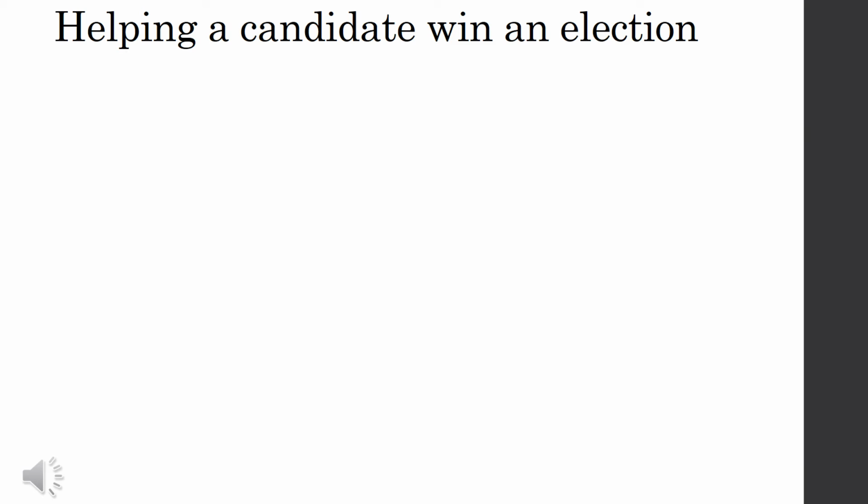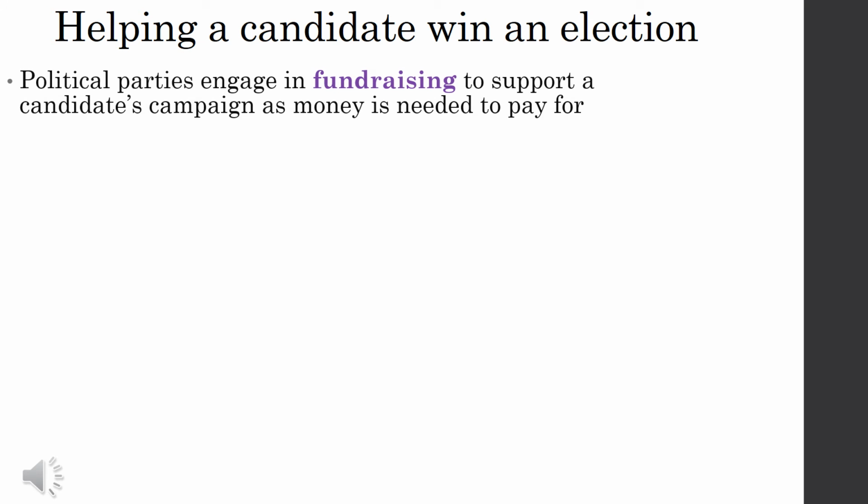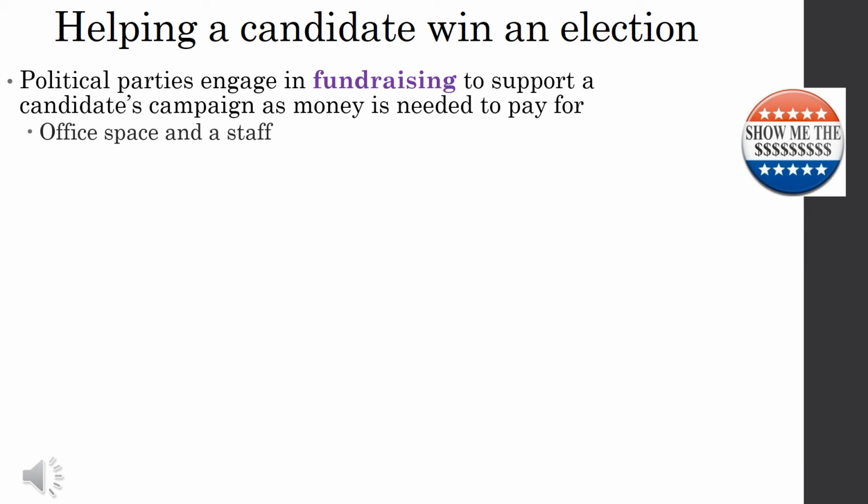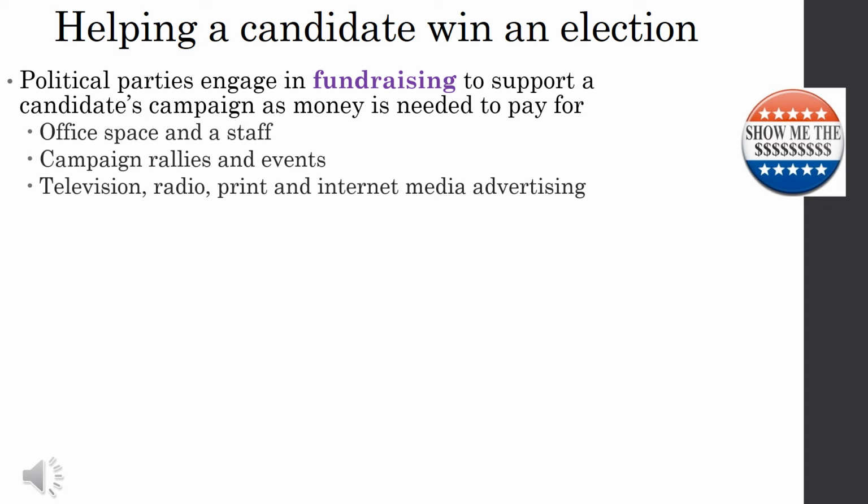If the whole point is to get your person elected, well then we've got to help that candidate win the election. We do it in the following ways. Political parties engage in fundraising to support a candidate's campaign as money is needed to pay for a lot of stuff. Show me the money. What are we paying for? Office space and a staff, campaign rallies and events, television, radio, print, and internet media advertising, and travel expenses, as well as other related expenses.